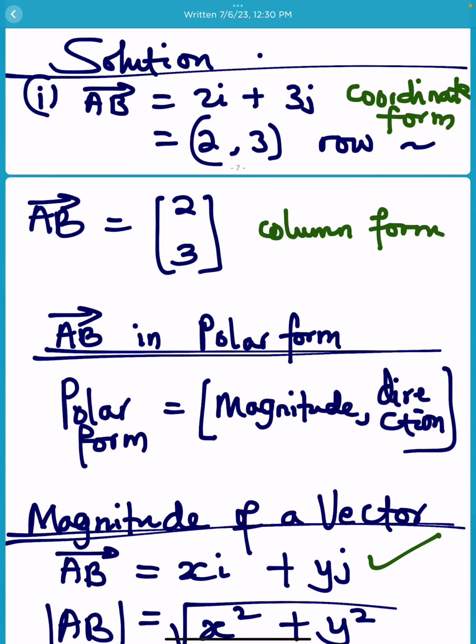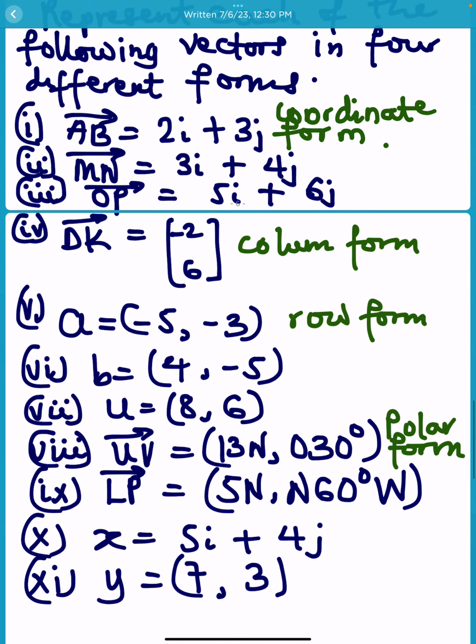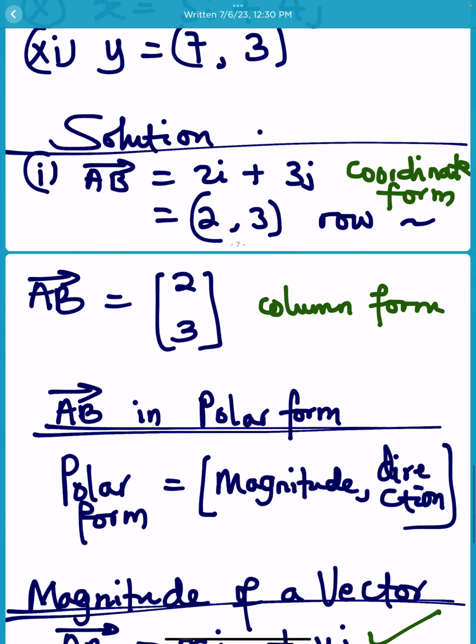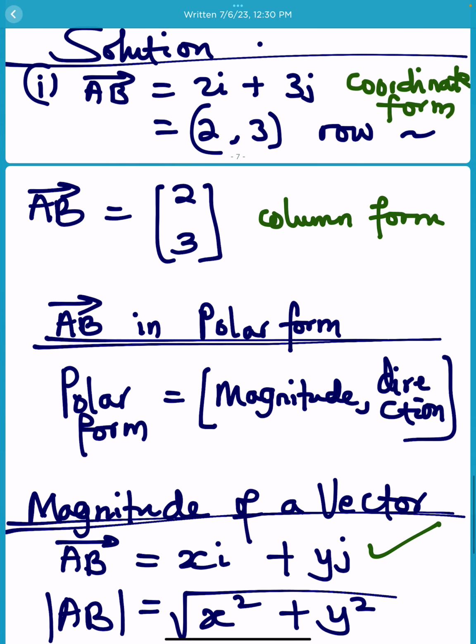Let's express each of these vectors in the different ways of writing vectors. Let's start from example 1. In the first example here, my vector is AB. Vector AB is 2i plus 3j. This is written in coordinate form.